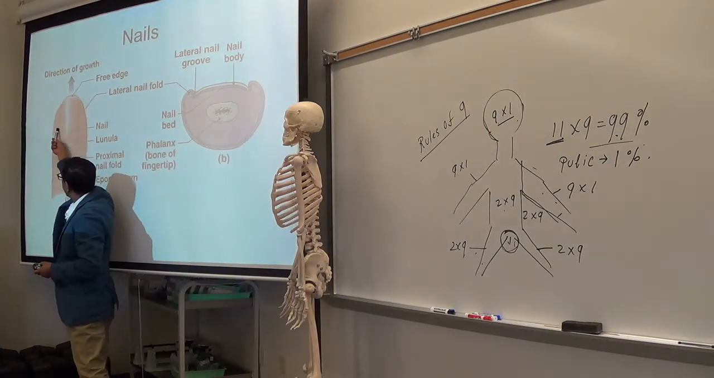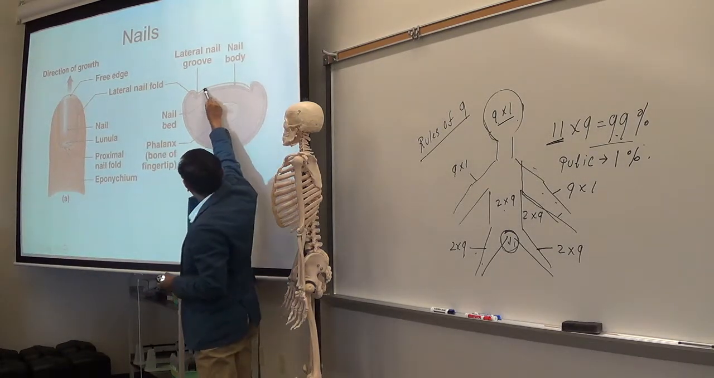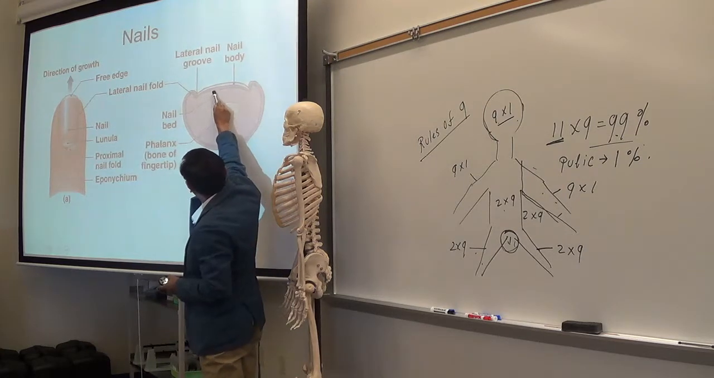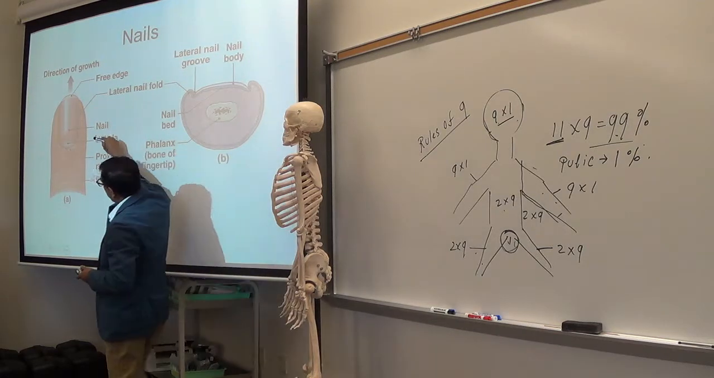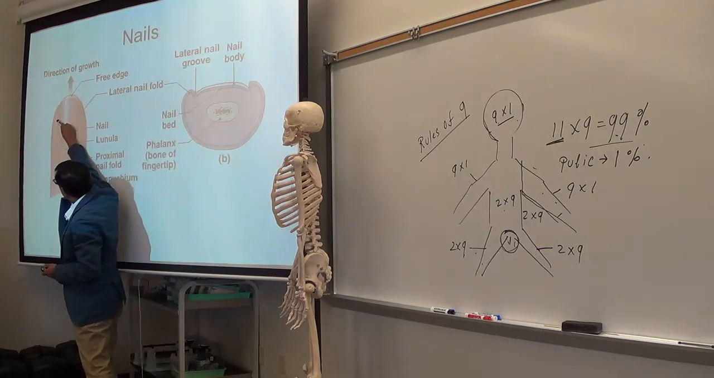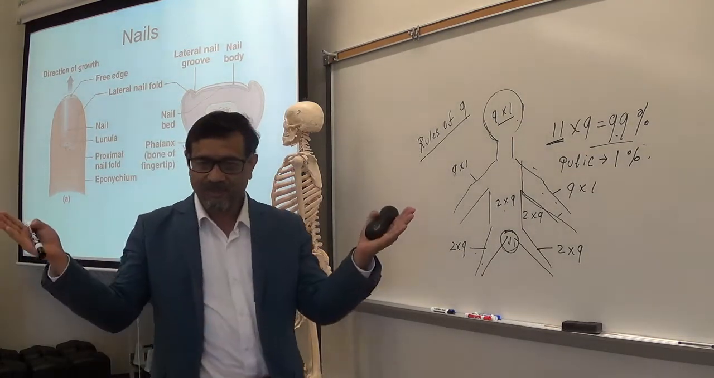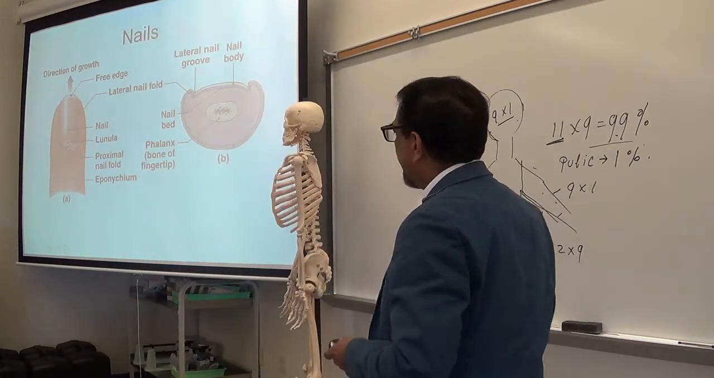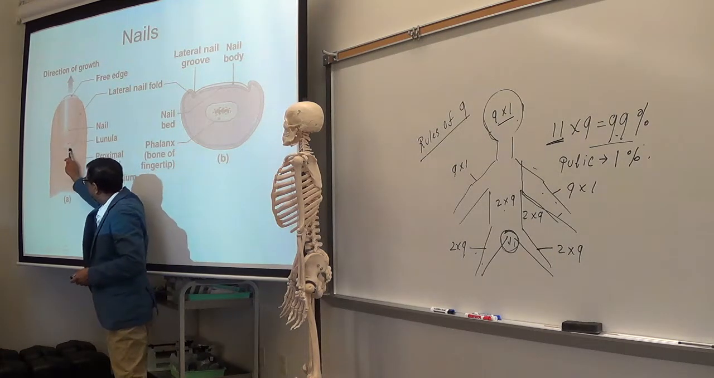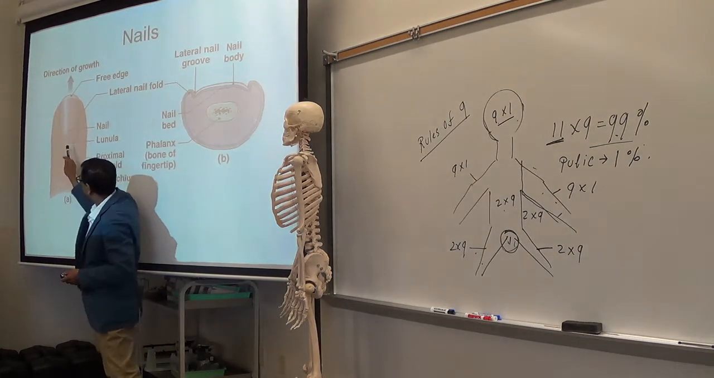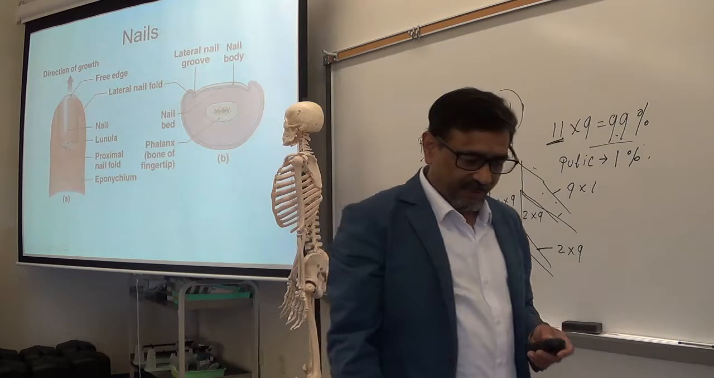Now, if I just cut this way, you will see the body of the nail. This is the bed, underlying tissue, okay? And on both sides of the body of the nail, you have lateral nail folds. And just behind the lunula, you have the proximal nail fold. So lateral nail folds and proximal nail fold. Those are the structures you can see from outside.